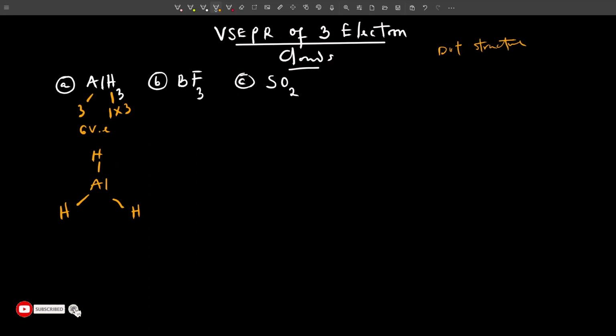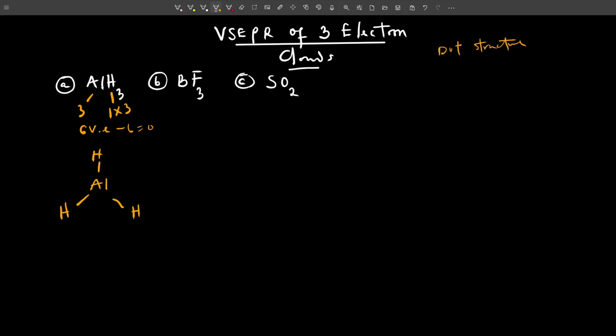So for the 3 hydrogen atoms we have bonds around. Every bond here has 2 electrons. So 2, 2, 2, that's 6. 6 minus 6 will give me 0. So this is the Lewis structure of aluminium. This is the Lewis structure of AlH3.